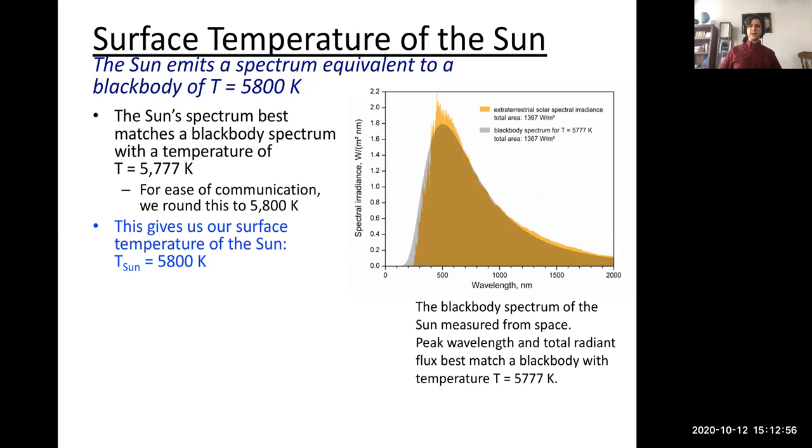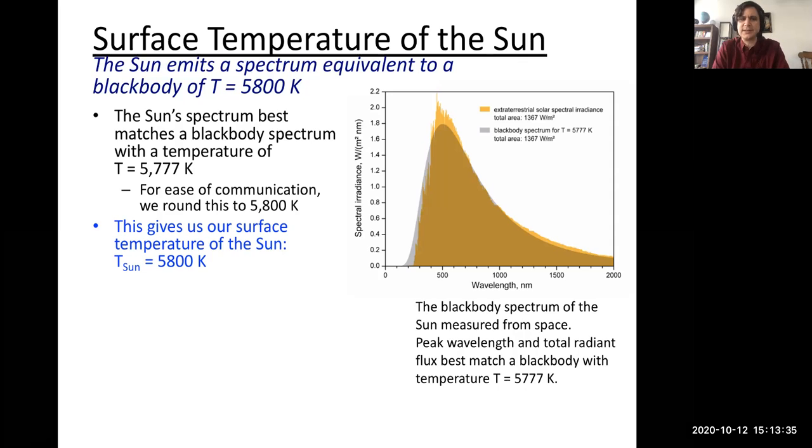So this black body represents the black body of the sun, and we could go to where that peak is. Found you, you're right there. Figure out what its wavelength is, plug that into Wien's law to calculate the temperature of the sun, and we would find that it has a temperature of 5,777 Kelvin. For ease of communication, everybody just says that the sun has a temperature of 5,800 Kelvin. So feel free to round the temperature of the sun to 5,800 Kelvin.